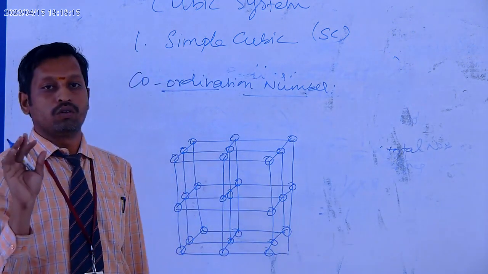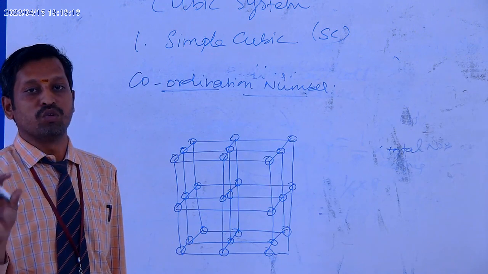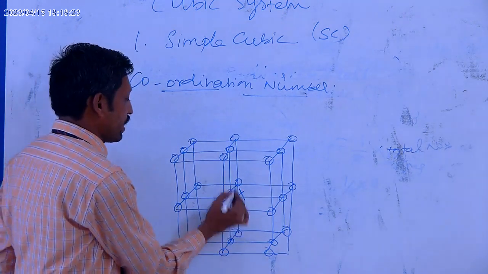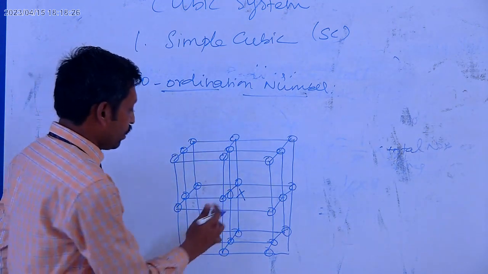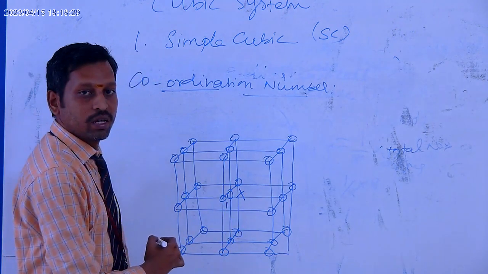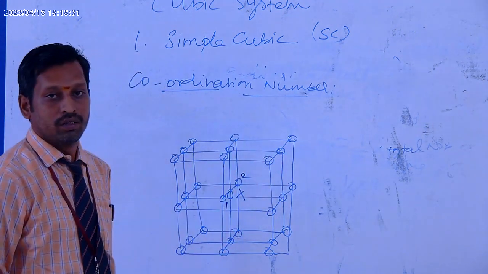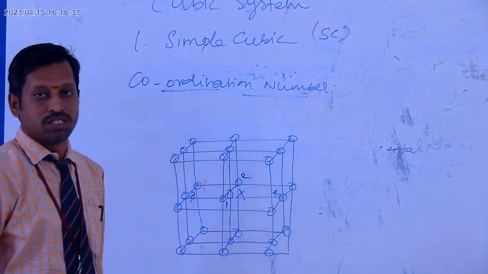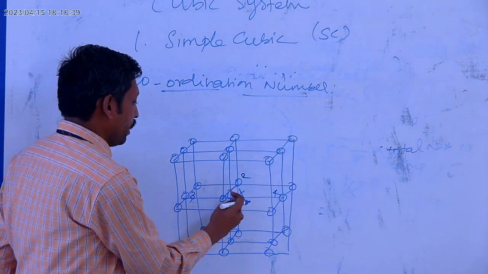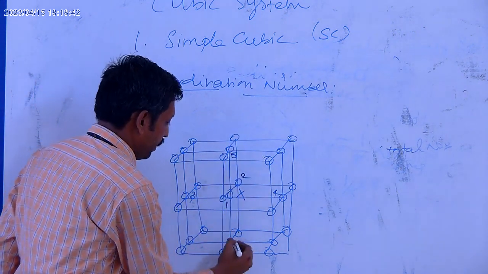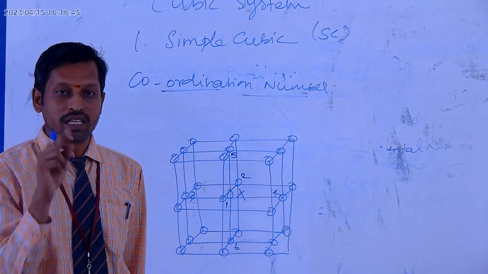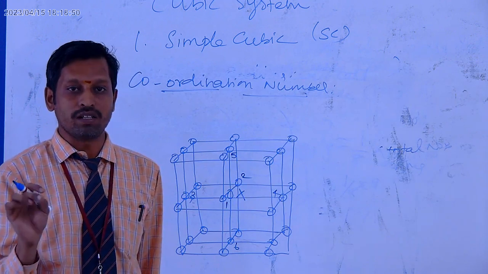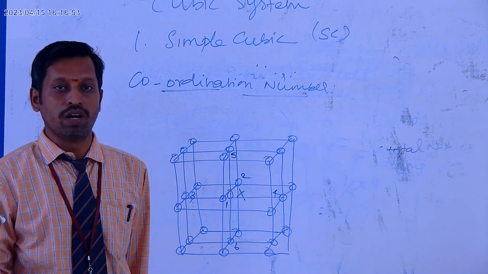Coordination number is the number of nearest neighbor atoms to a particular atom. Suppose I consider X as the particular atom. There are two nearest neighbors: this is the first nearest neighbor, this is the second. In its own plane, again two nearest neighbor atoms, 3 and 4. The plane above has one atom, and the plane below has one atom. So there are 6 nearest neighbor atoms present here. Therefore, the coordination number is 6 for simple cubic structure.